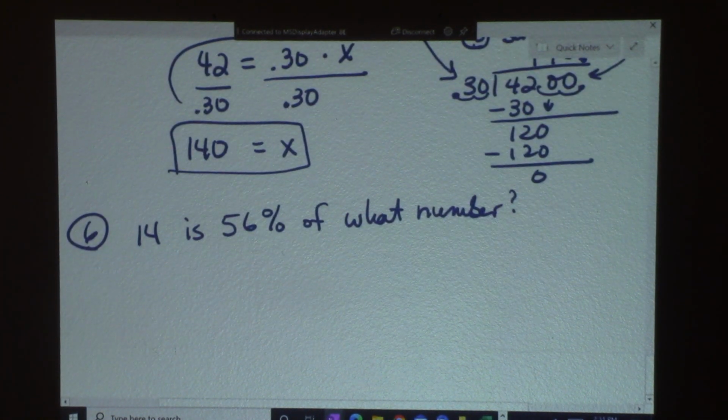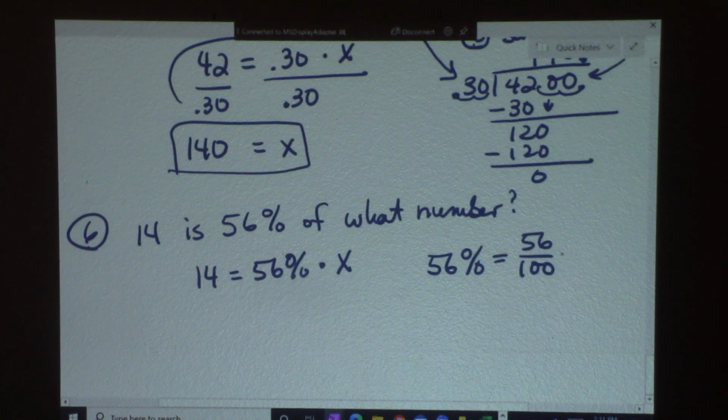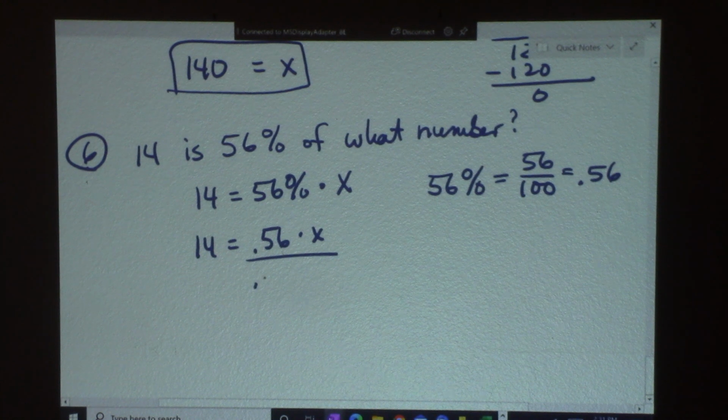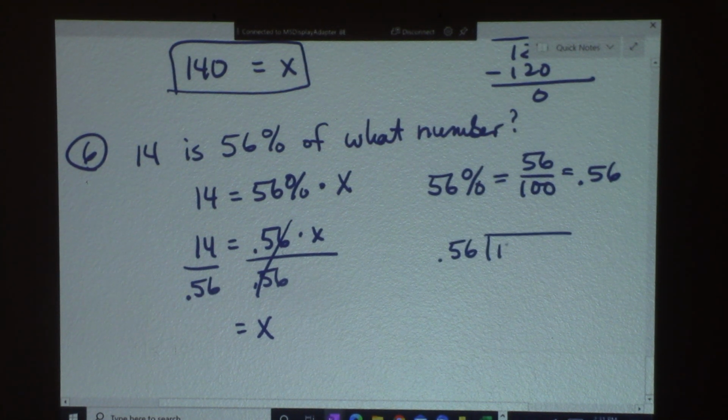Okay. So I'm going to translate: 14 equals 56% times x. And now I'm going to change 56% to 56 over 100, which is 0.56. So now I have 0.56 times x. I want to get x alone, so I'm going to divide by 0.56. These cancel. Now I need to do my long division here. So I'm going to move my decimal over 2, like that.